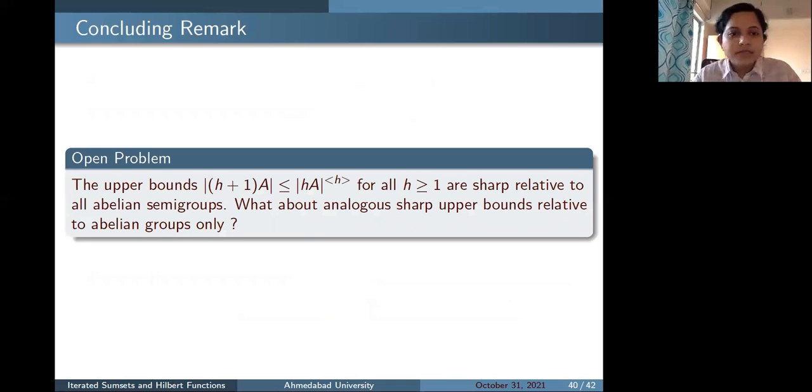Now, once we solve this, the next question, as I have told you, was the upper bound. Here we are finding a sharp bound relative to abelian semigroups. Now, what about the analogous sharp upper bound relative to abelian groups? Well, our conjecture was that it is possible to do that for abelian groups, but we don't know how to proceed in that case.